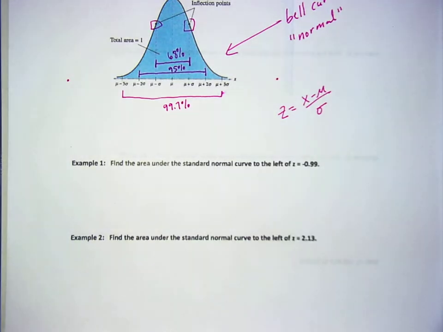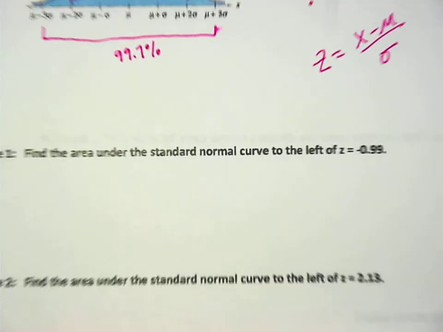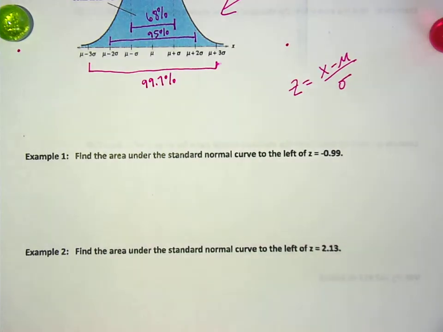Scoot your desks right next to each other. Make sure you both have a ruler and the chart. We're just learning how to read the chart together. For example 1 and example 2, we're going to find the area under the curve to the left of these z-scores. Now, it is not required that you draw a picture every time, but for the beginning, when we're just not used to this, we're going to.